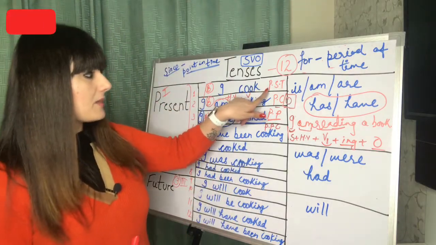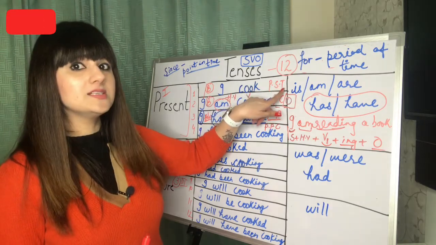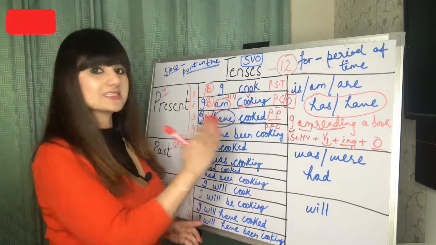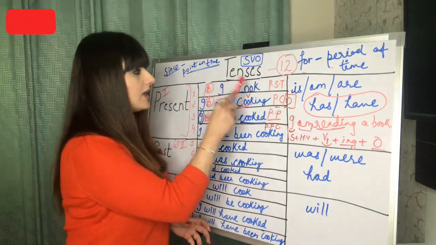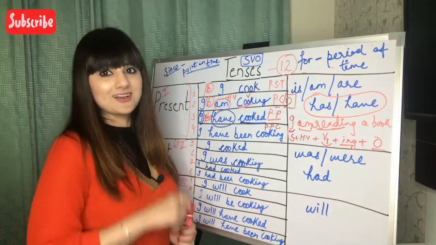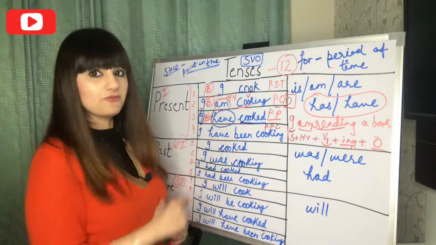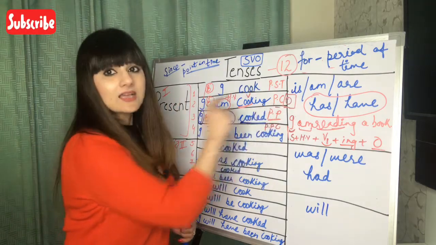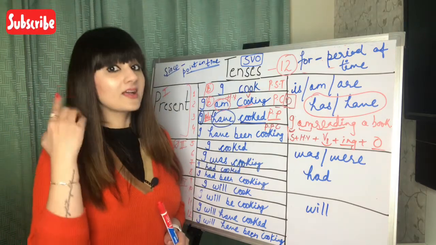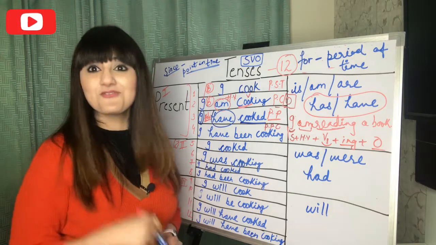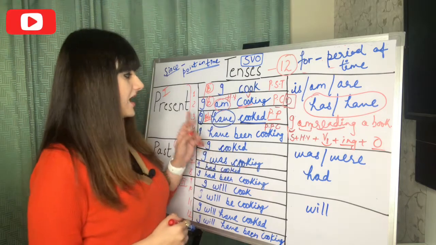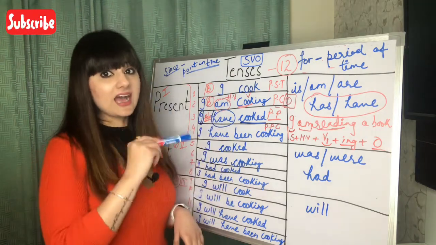So first we are talking about present simple tense. All right, now say it after me. Present simple tense. I cook. Very good. Moving forward. Present continuous tense. I am cooking. Yes, I can hear you. Very good. Present perfect tense. I have cooked.